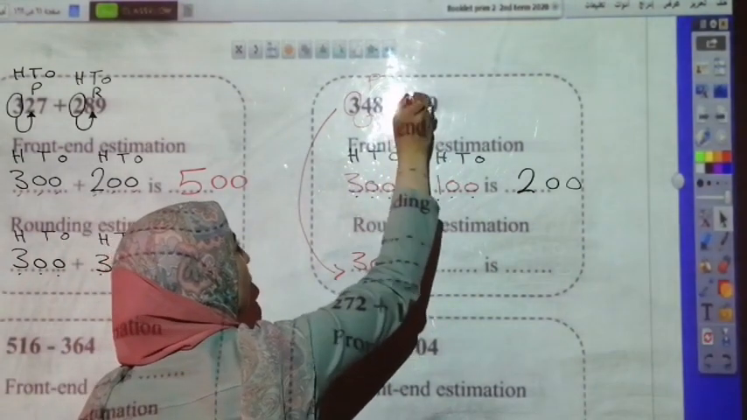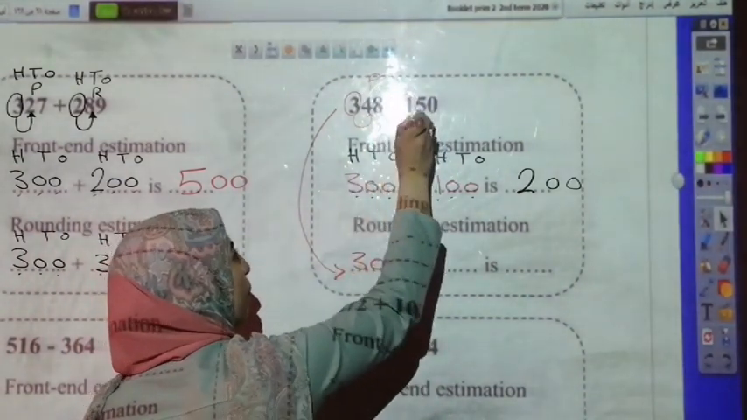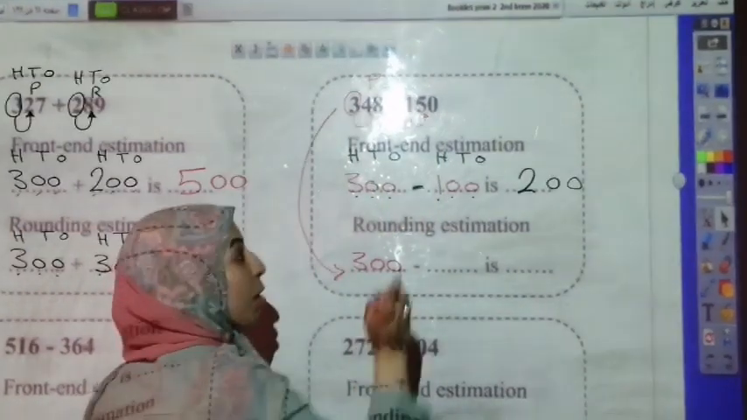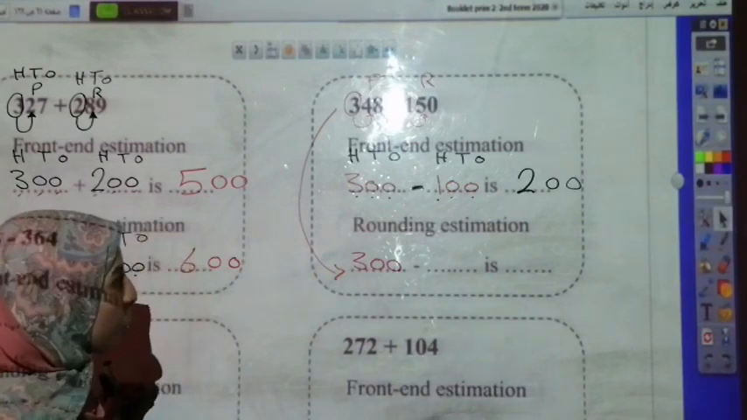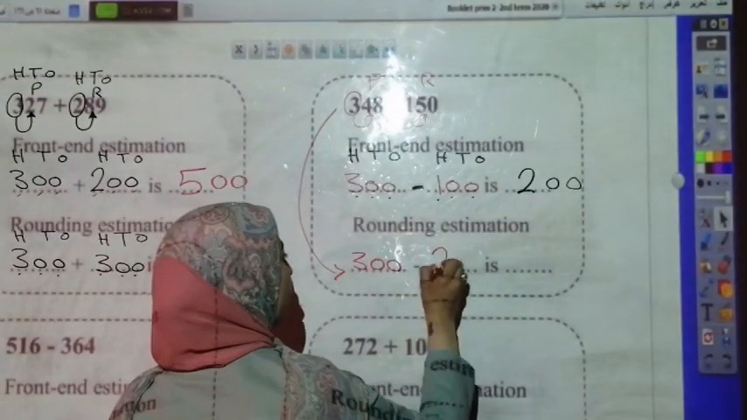150. Circle around the digit in hundreds. Look at the digit before hundreds, 5 in tens. 5 is rich. So 150 rounds up to 200.